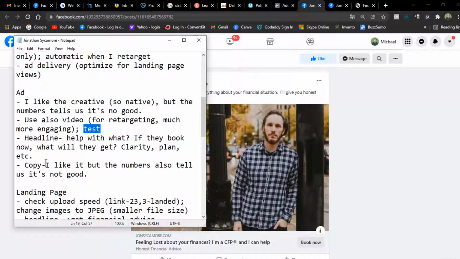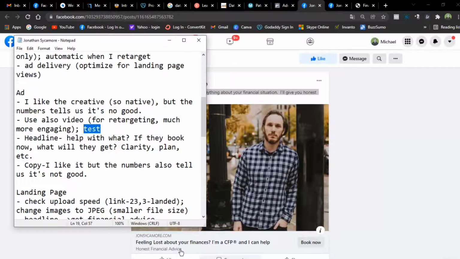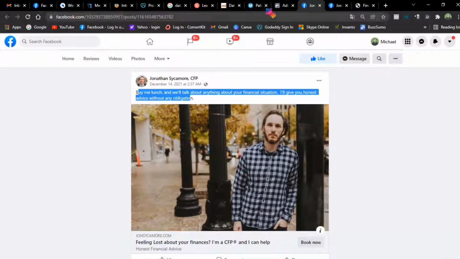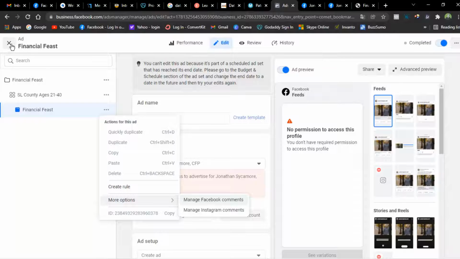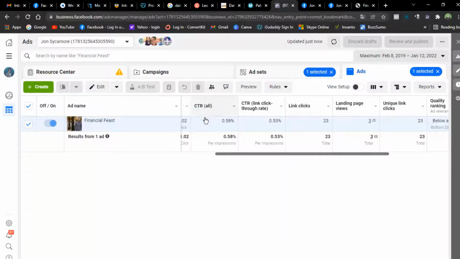And the copy, I like the rest of the copy. This is the rest of your copy. I really like it, but the numbers also tell us it's not good. Okay, where are the numbers? Okay, here are the numbers. These are the two metrics I'm looking at when I'm evaluating the ad creative and the copy.